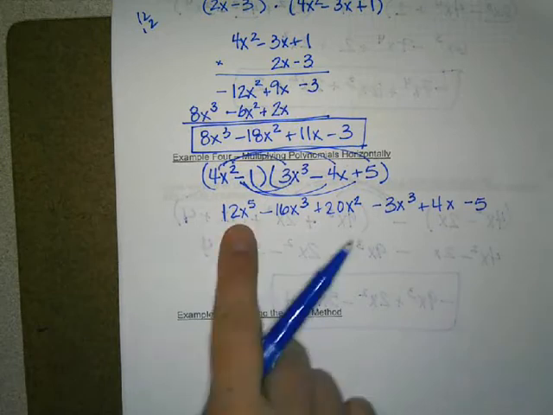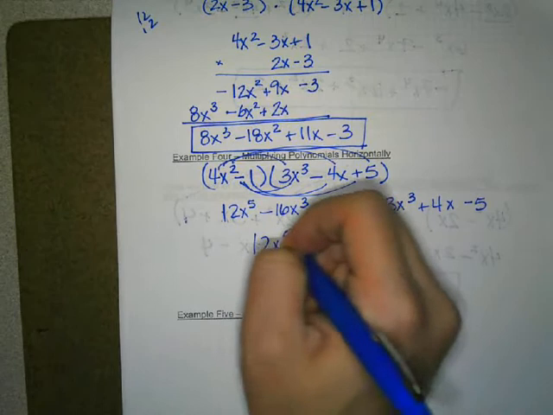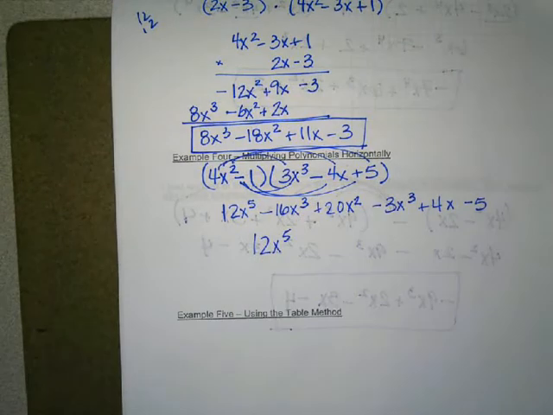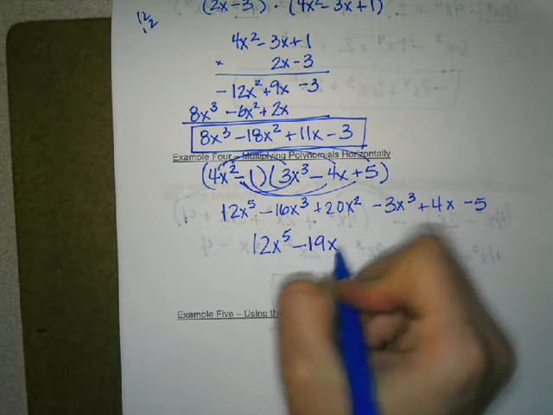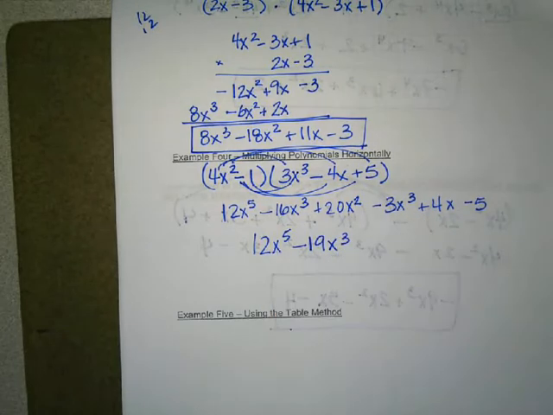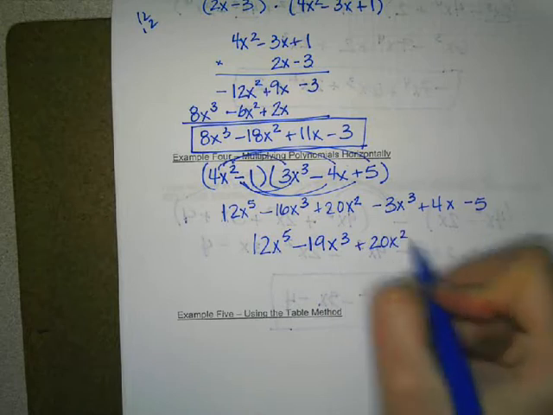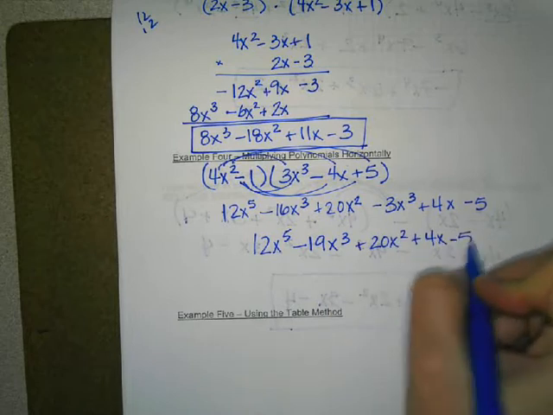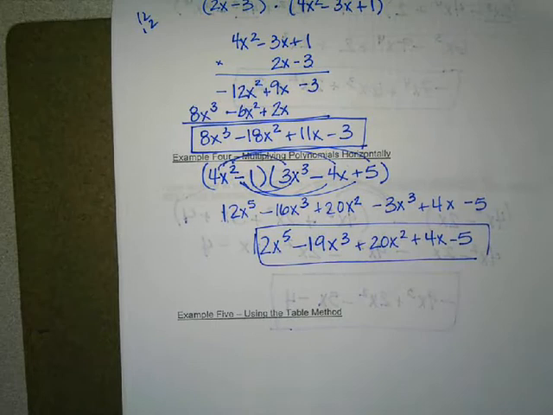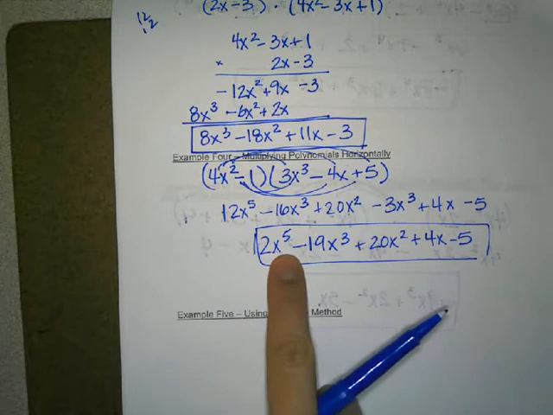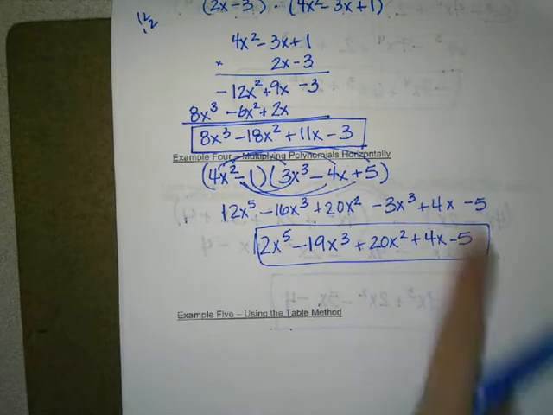So there's no other x to the 5th terms. So that stays 12x to the 5th. Then we have negative 16x cubed and negative 3x cubed. So we're going to combine those to get negative 19x cubed. Anything else that we can combine? I don't see anything. So we only have one x squared term, one x term, and one constant. If we had to name this result, it would be a quintic, because it's raised to the 5th power, a quintic polynomial because there's more than 3 terms.